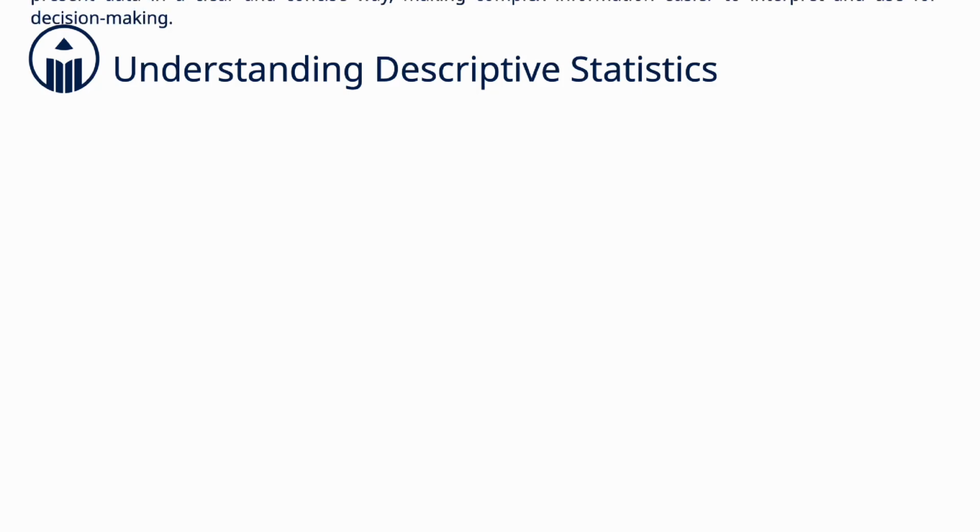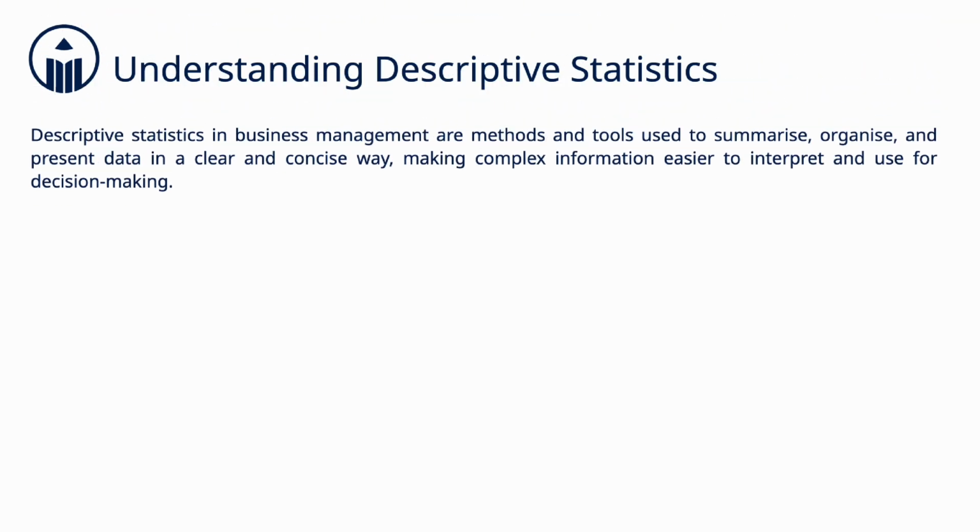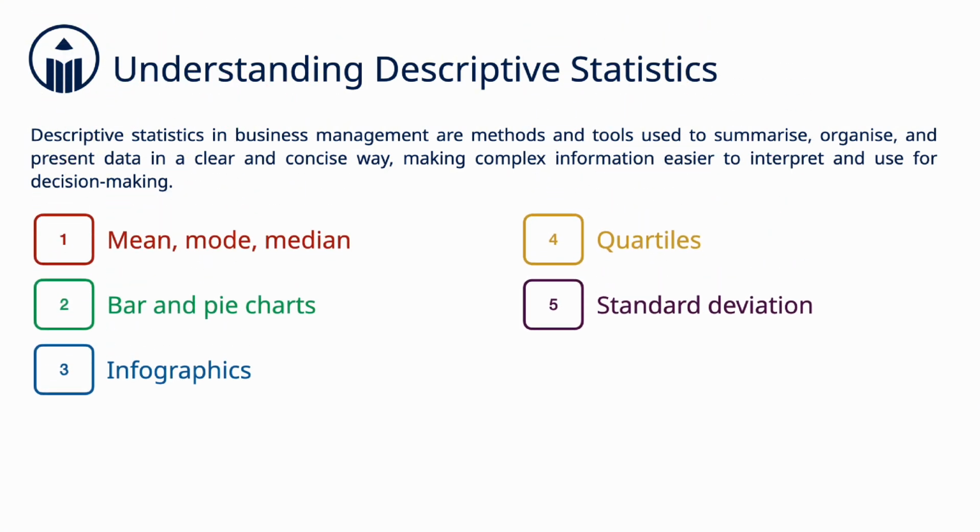Descriptive statistics in business management are techniques that help convert raw data into meaningful insights by summarizing, organizing, and visually presenting information. By turning complex numbers into straightforward charts, averages, and summaries, descriptive statistics support informed and effective decision making within organizations. These statistical techniques help make sense of complex data by identifying key patterns and differences. This video will focus on standard deviation.